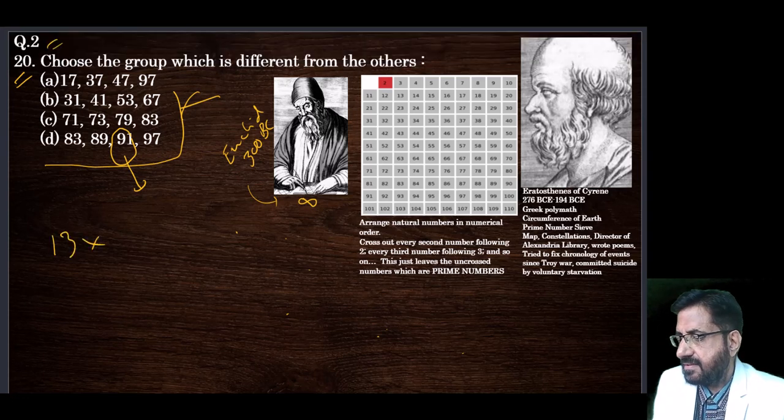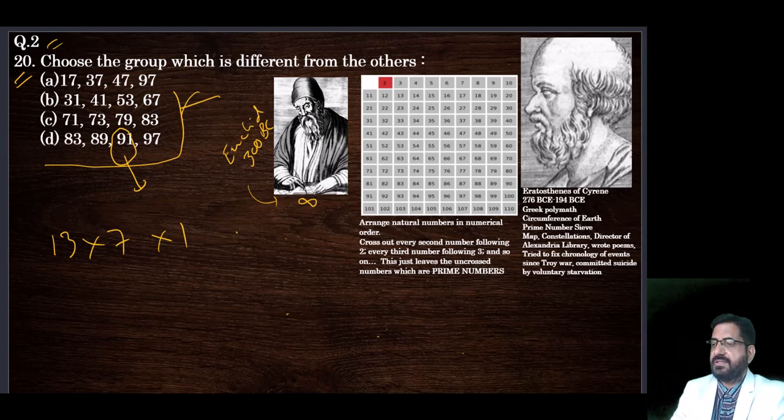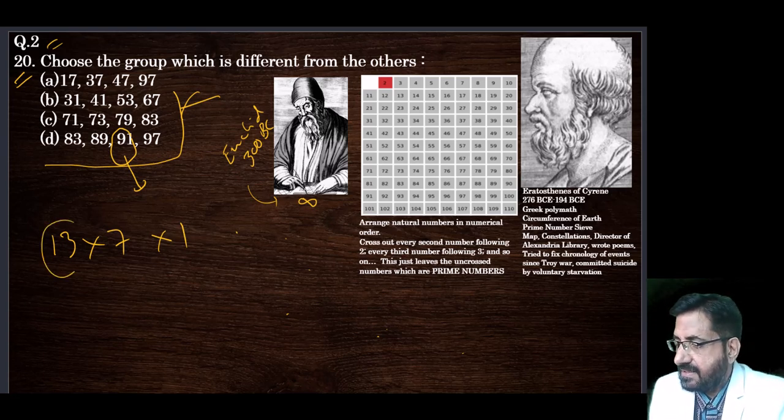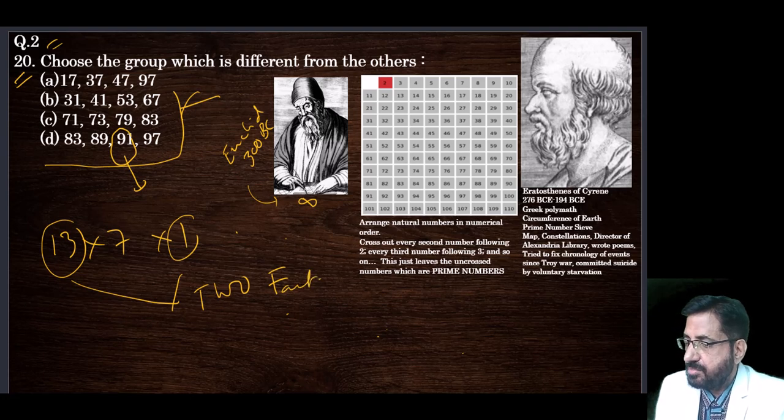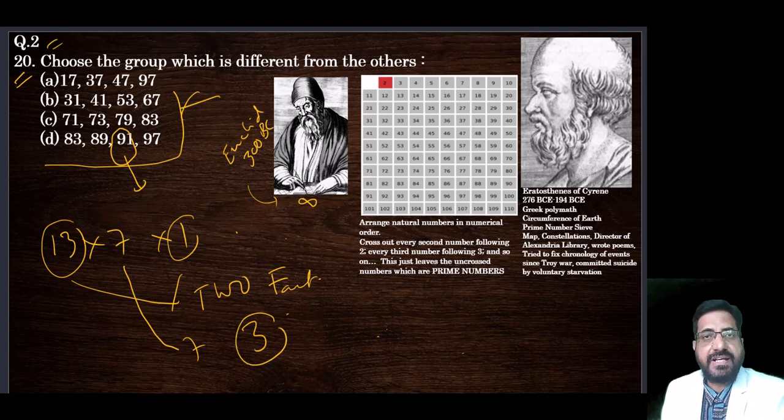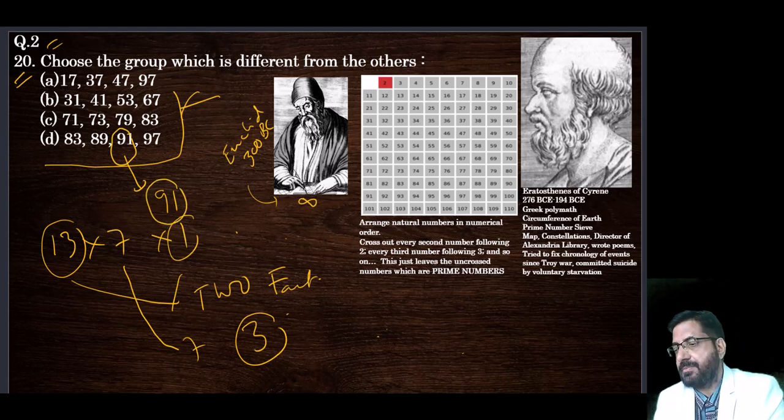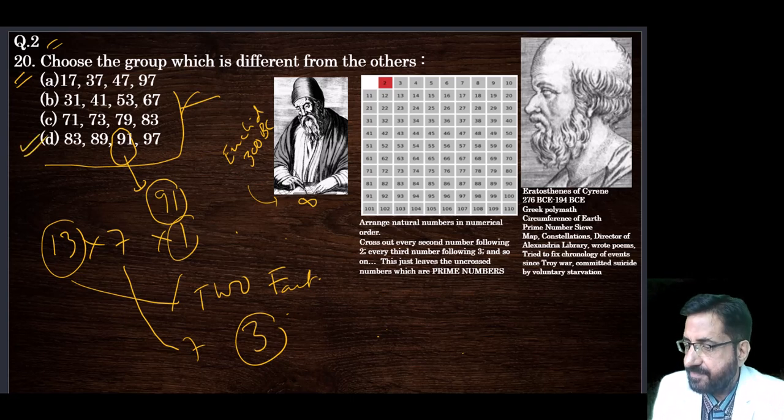13, 7 and 1. Okay. So 13, the number itself, and 1, these are two factors. Along with this, the number has one more factor, 7. So it has three factors. That is why it is not a prime number. 91 is not a prime number. Even though it is odd, it is not a prime number. Remaining all other numbers are prime numbers. Okay. So my answer should be D.